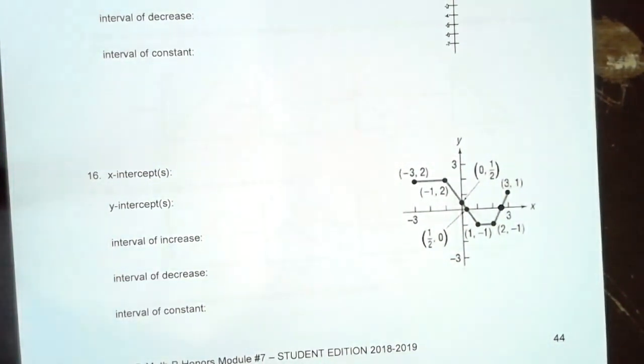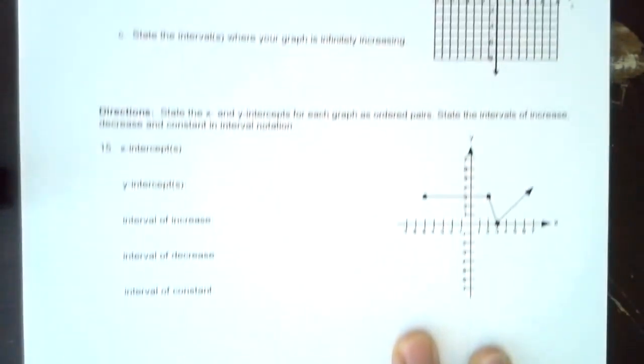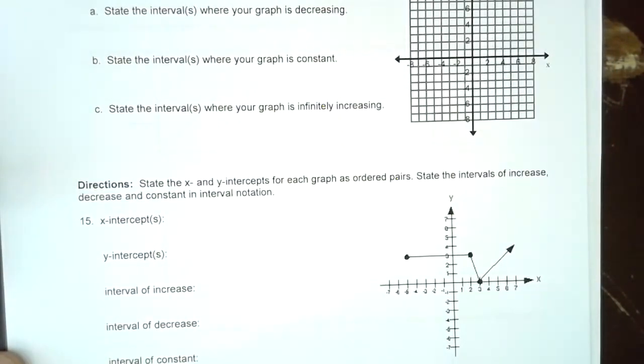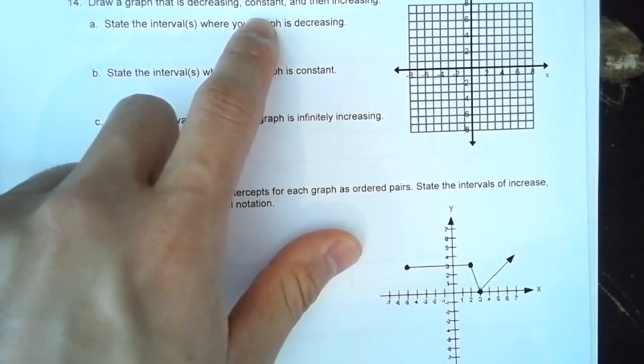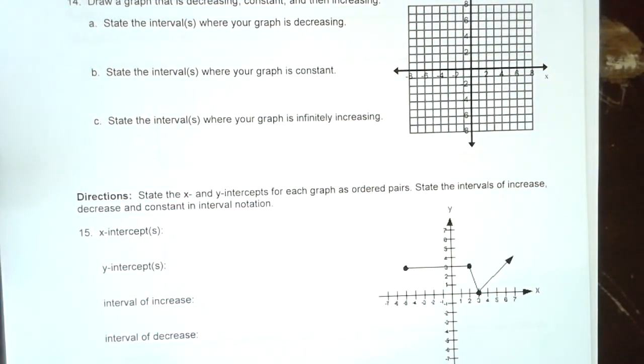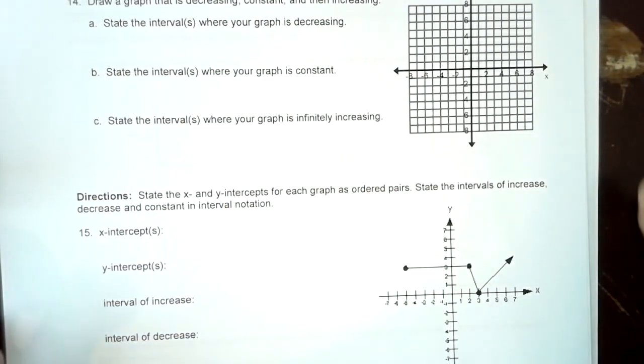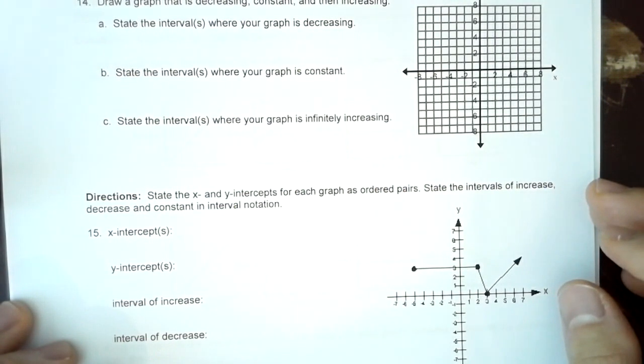Okay, so we have 3 more practice problems, and let's get right to it. Draw a graph that is decreasing, constant, and then increasing. State the intervals where you're decreasing, state the intervals where you're constant, and state the intervals where you're infinitely increasing.